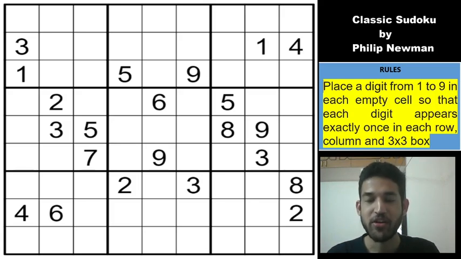Today's video will be on a classic Sudoku created by Philip Newman. The special aspect about this Sudoku is that if you look at the given clues in the grid, there are 22 given clues and all these givens are the first 22 digits of pi in order. So pi is 22 by 7. That's simply fascinating, right? Not one extra clue and not any digit swapping or something. All the digits are in order and all the digits are the first 22 digits of pi.